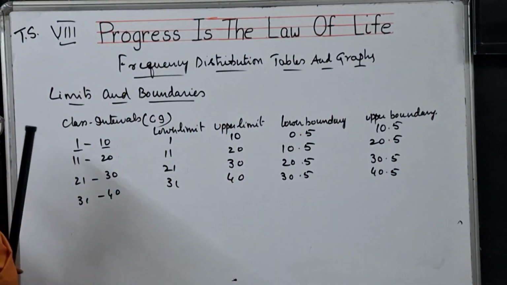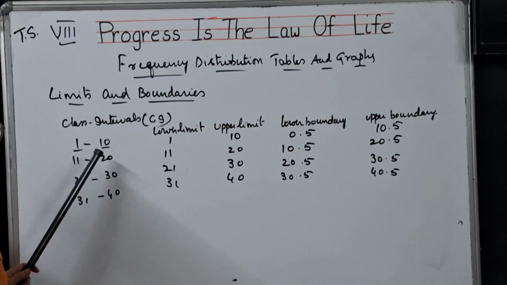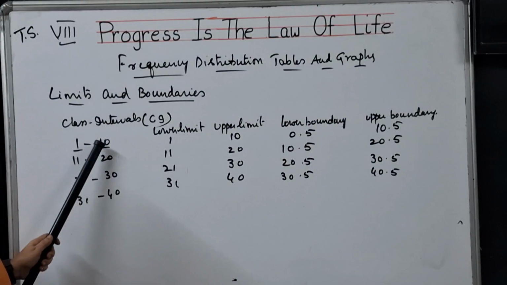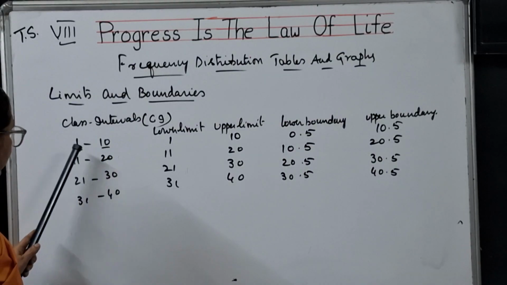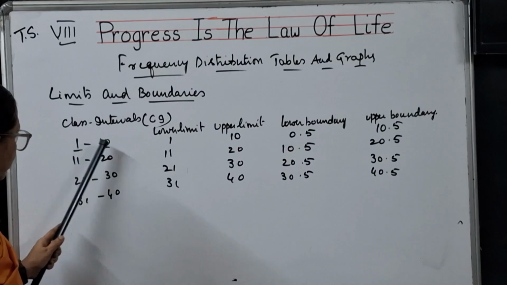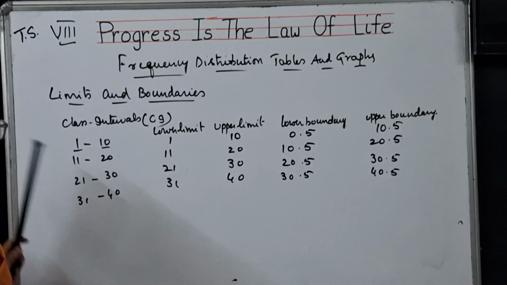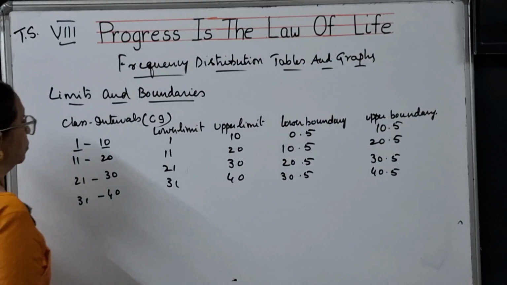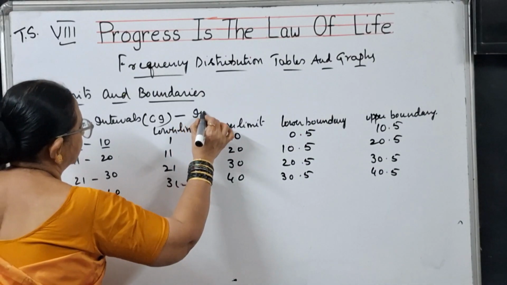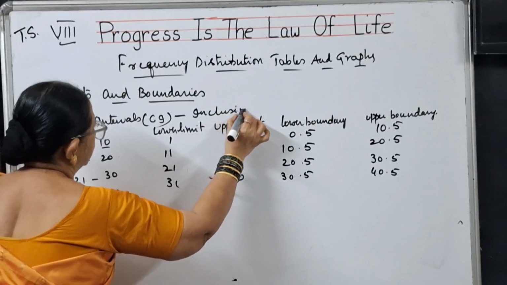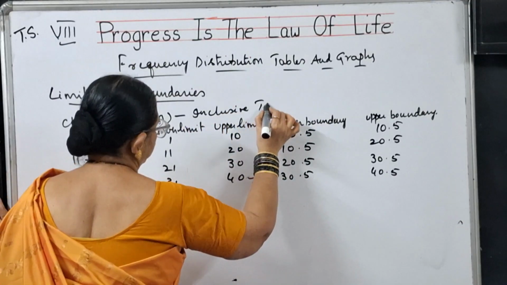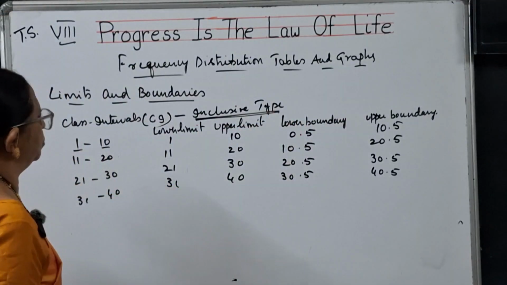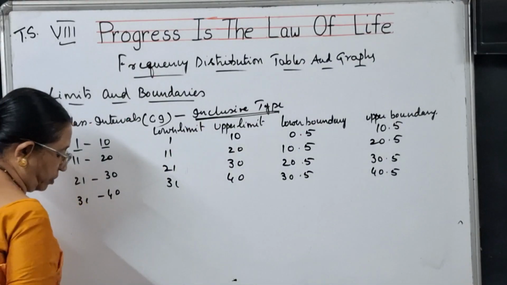So see, children, in this class interval there is a gap, not like earlier. Earlier you had repeated numbers, but now you have a gap. There is a gap of 1: 1 to 10, then the next class starts at 11. This kind of class interval is called an inclusive type of class interval. Remember this very well, children.